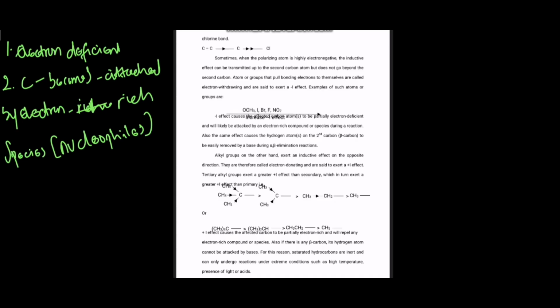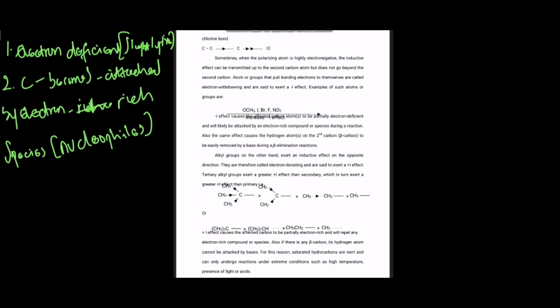So what really happens, the effect of the negative inductive effect, is that it causes carbon to be electron deficit. That makes carbon become slightly positive. And also carbon becomes easily attacked by electron rich species called the nucleophile.